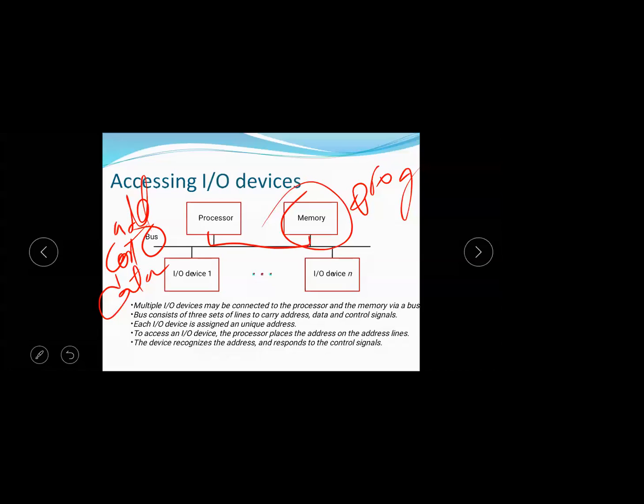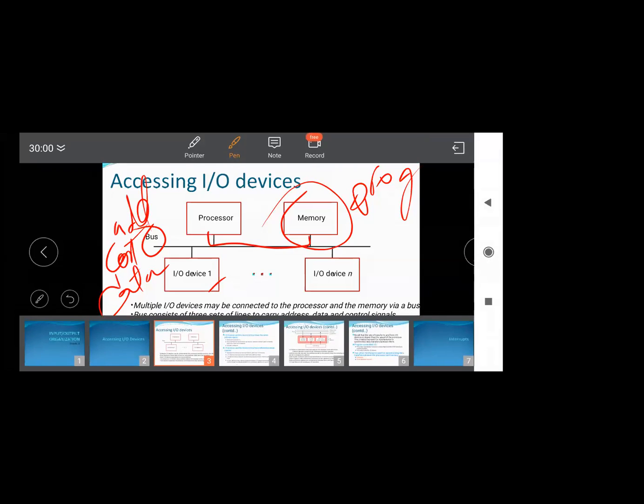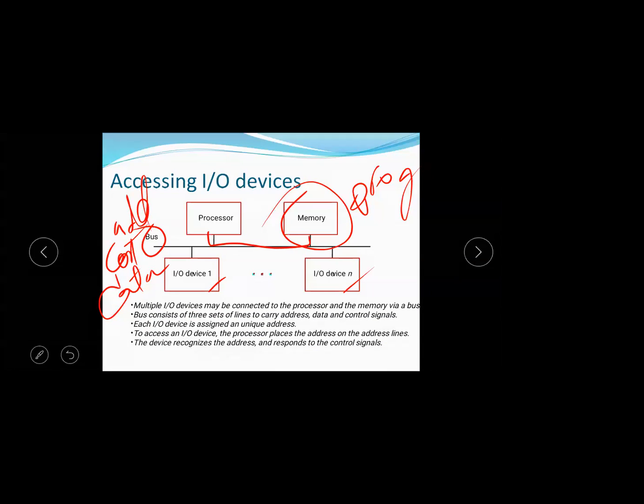For simply drawing the diagram, we have shown just a single bus line, but it consists of 3 lines: address line, control line, and data line. These 3 lines are used to communicate with the IO devices. We have connected IO device 1, IO device 2, and so on up to N. There are n number of devices connected.